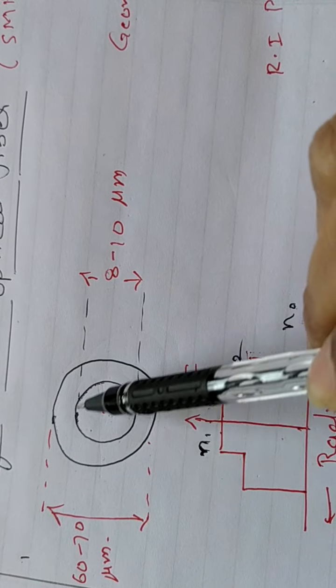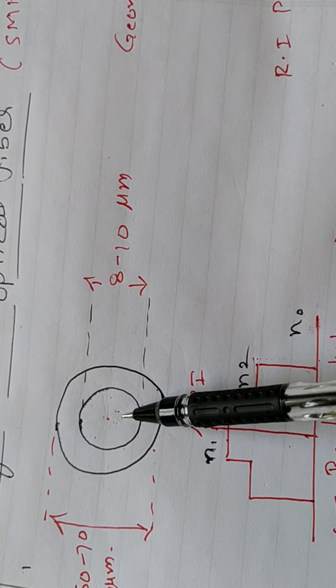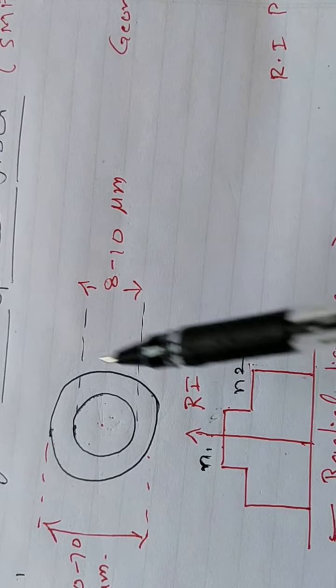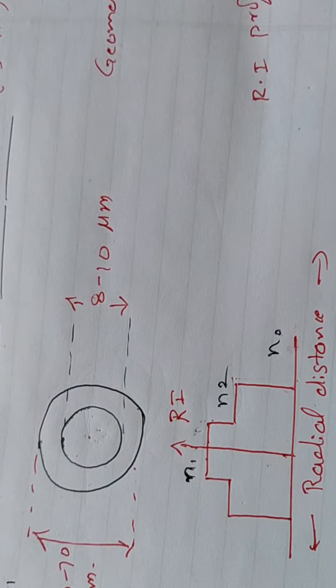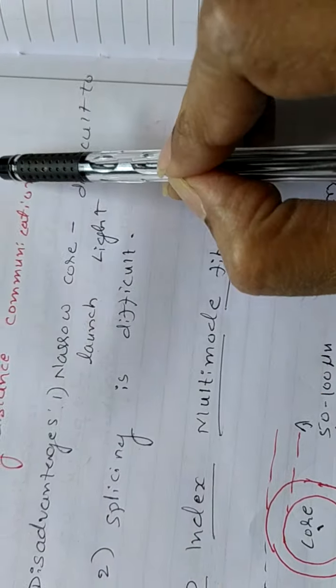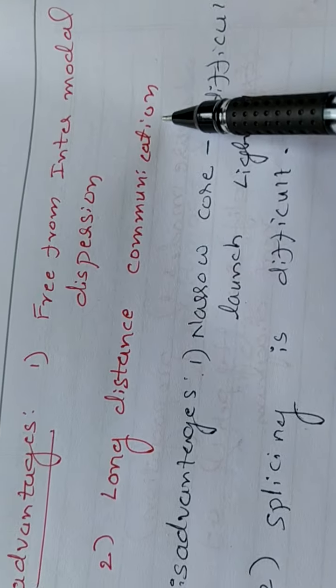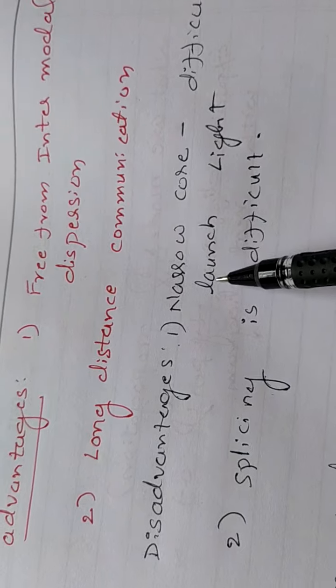Because the diameter of the core is very narrow, splicing is a difficult task in the case of single mode optical fiber. That means single mode optical fiber has its own advantages and disadvantages, which I have mentioned here. Advantages: free from intermodal dispersion, and it is used for long distance communication. What are the disadvantages?